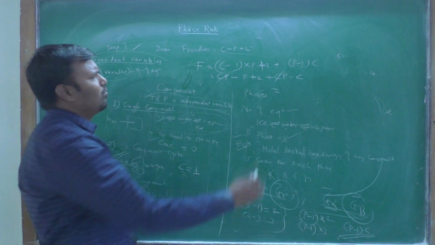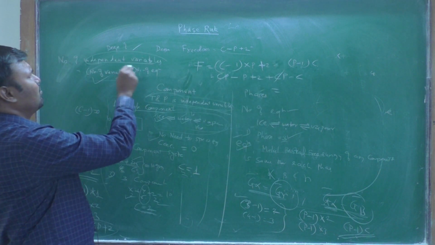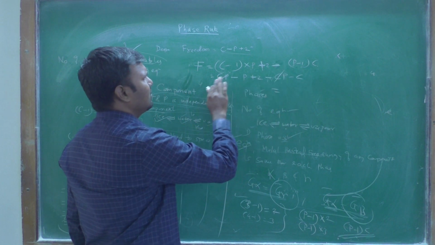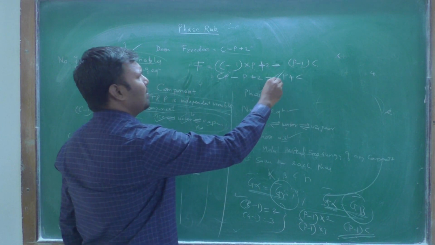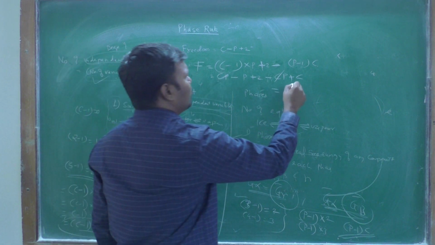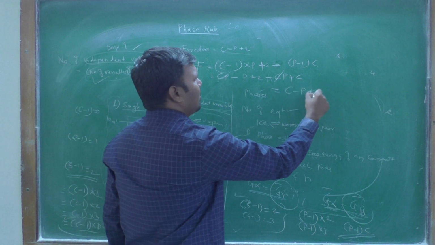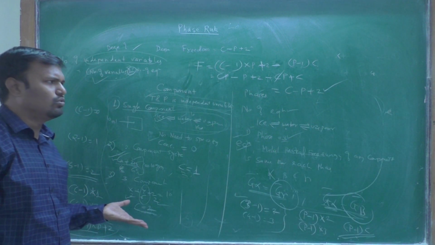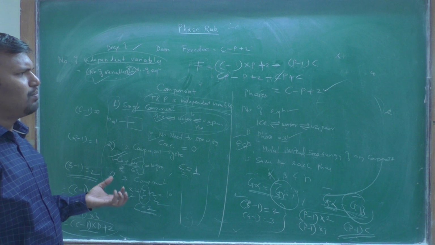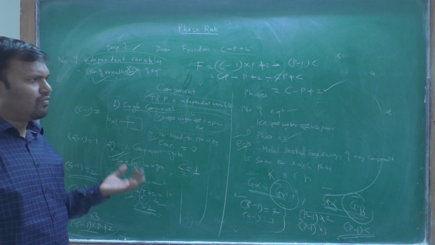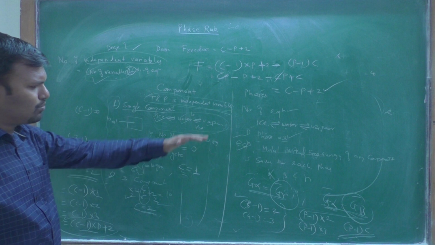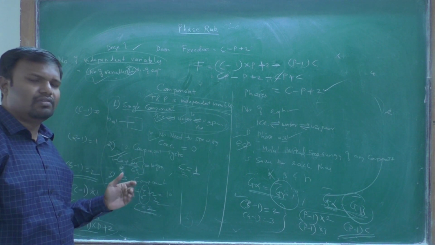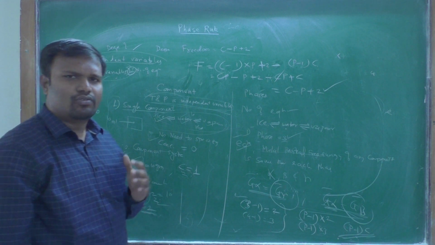Therefore, we obtain F equal to C minus P plus 2. Hence we have obtained the Gibbs phase rule, F equals C minus P plus 2, by these steps. This is all about the Gibbs phase rule. Thank you very much.